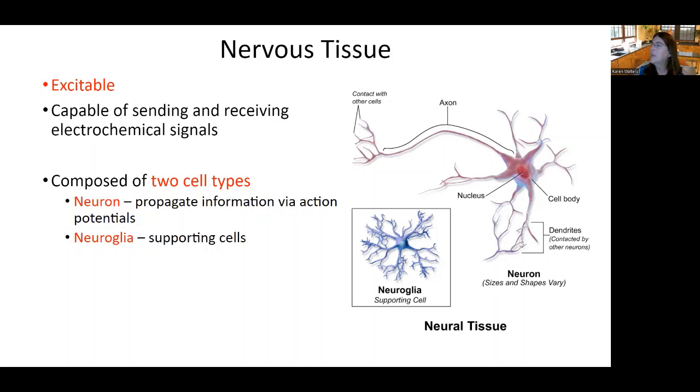So here's the classical neuron that you're used to seeing, with a cell body, dendrites that are connected to other neurons, and then the long axon that propagates the nerve signal to the axon terminals, which are then going to connect to another nerve cell, and on it goes. Around these neurons are these neuroglial cells. These are what we would sometimes call nurse cells. They're supporting cells. They help to bring nutrients to the neurons.